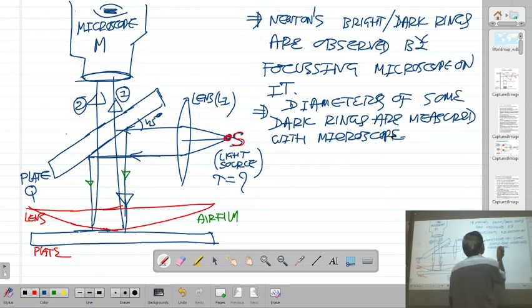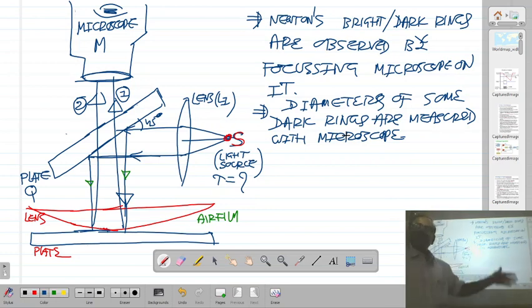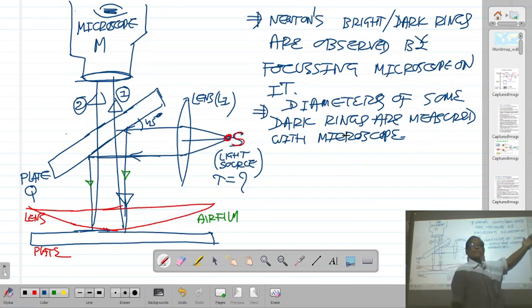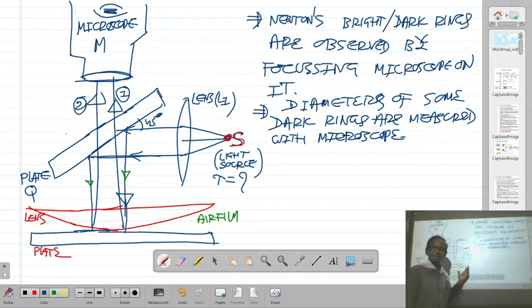When you come to the laboratory and perform this experiment, once you observe the rings through the microscope, we will tell you to measure the diameter of the first dark ring, the diameter of the second dark ring, the third dark ring, up to the 10th dark ring. So in the laboratory, we are measuring the diameters of the first to the 10th dark rings using the microscope.